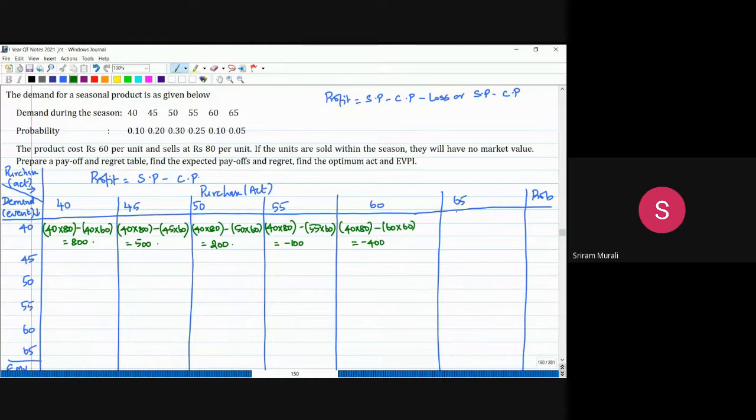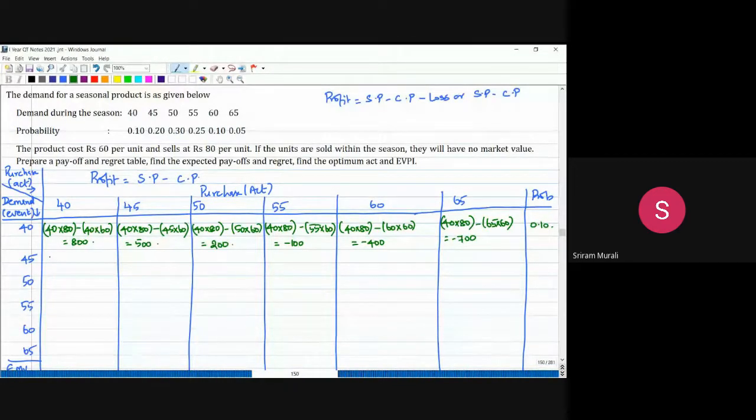The same way, this is 40 into 80 minus 65 into 60. Sorry, it is 65, not 60, so this is equal to minus 700, not 400. The respective probability is 0.10, as given here.